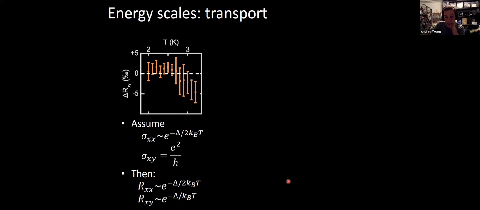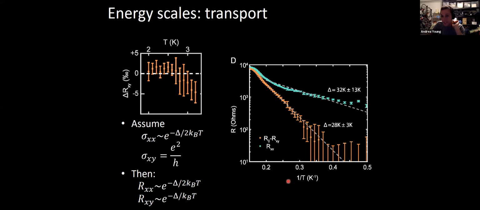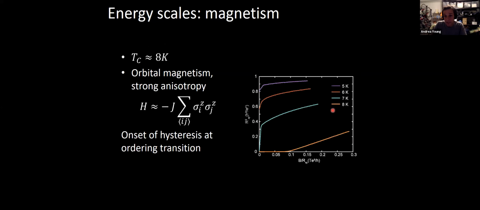And that allows us to actually measure some activation energy scales for the electronic energy gap, which we find from RXX and RXY to be of order 30 Kelvin, plus or minus a few Kelvin. That's quite large compared to other quantum anomalous Hall systems. And it's particularly large given that the magnetism seems to disappear right around 8 Kelvin.